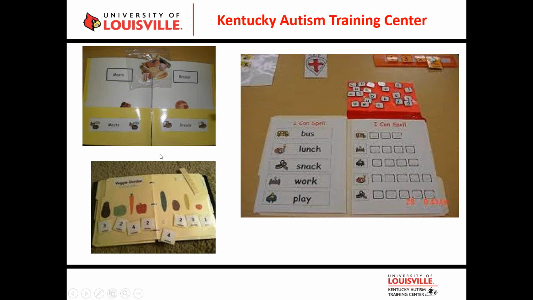This folder up here is just sorting meats versus breads. This might be an older student, maybe somebody who's in a life skills class, and so they needed an activity during life skills today looking at different meats and breads. For this child it was appropriate to have them just sort what is a meat and what is a bread from side to side, and you have your little pictures at the top.